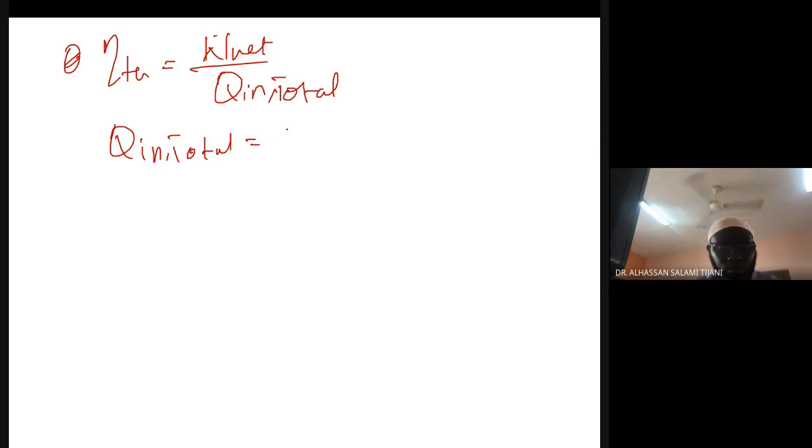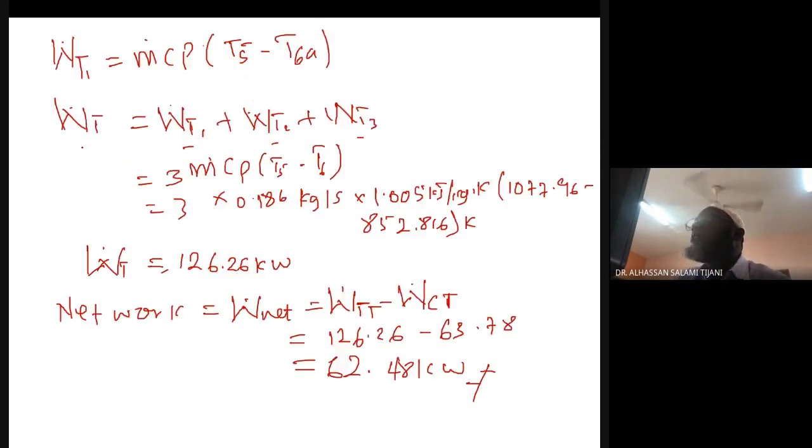equals Q 4 to 5 plus the reheat, 2 times Q reheating. Okay, so that is the Q total. So now, how do we determine Q reheat? We have 2 reheats. Look over here.